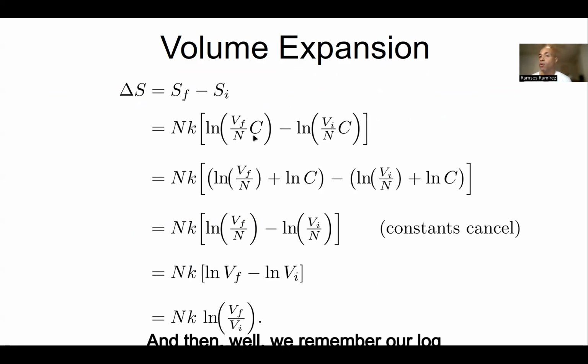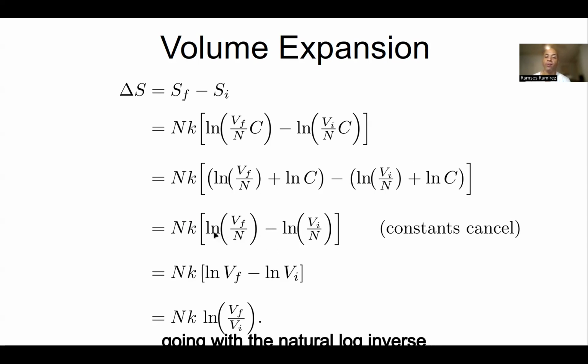And then, well, we remember our log rules, right? The natural log of A times B in parentheses is just the natural log of A plus the natural log of B, which is what I've done here. I've broken both of these up in this way. So now you have four terms instead of two inside these brackets. And guess what? You have the natural log of C and minus the natural log of C. So those cancel out and you're left with this.